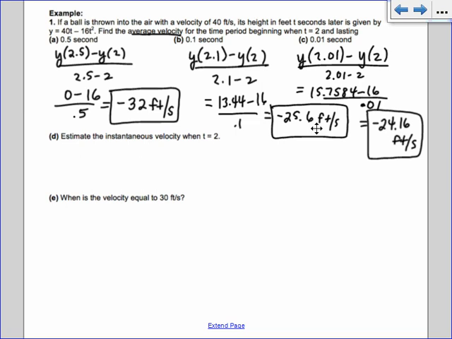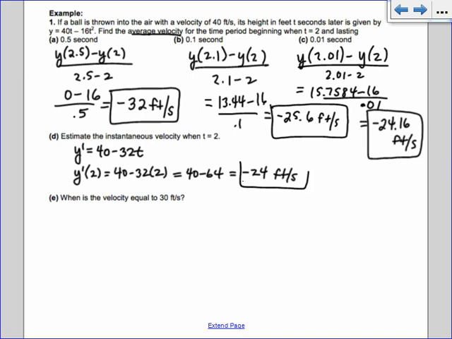So the instantaneous velocity, if I find that, what I'm actually finding is y prime. I'm finding the derivative. So I'm going to have 40 minus 32t. And I'm going to plug in time 2. So I get 40 minus 32 times 2. So 40 minus 64, which is indeed negative 24. So negative 24 feet per second. But like I said, it's important that you know both ways because maybe you're given a table or maybe you're given a function. We don't know. Maybe you're given the graph.